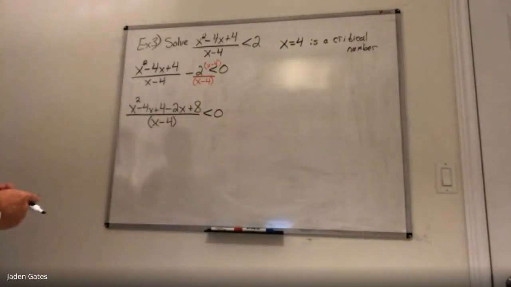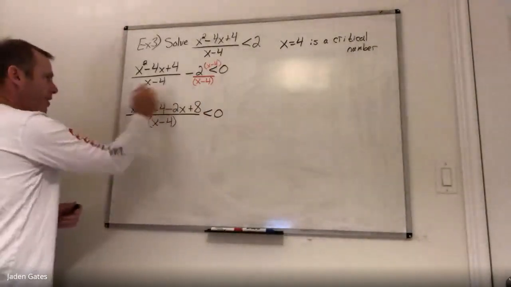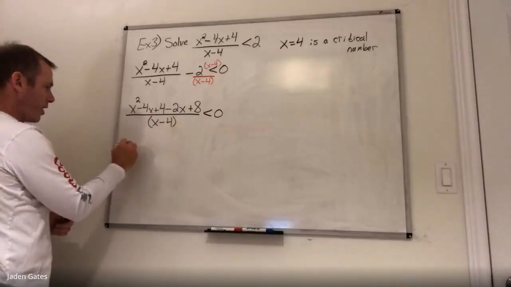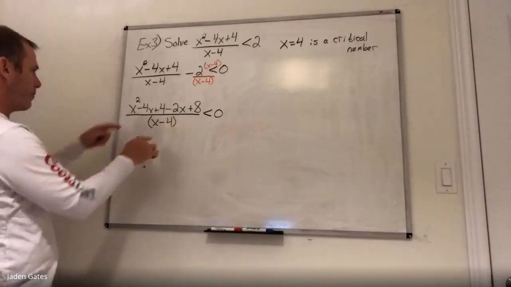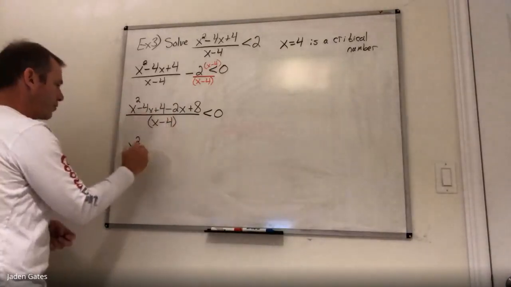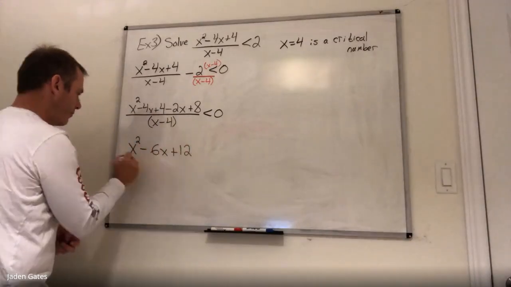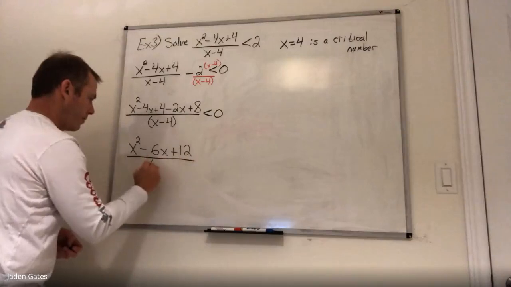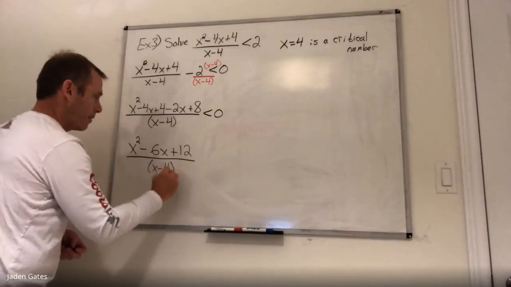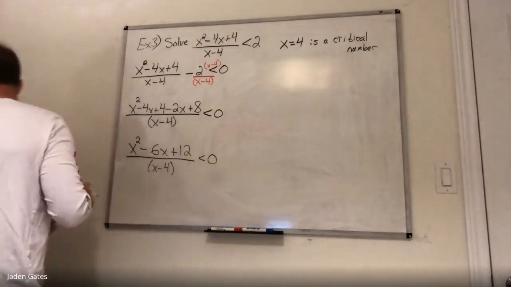All right. Now, I simplify the top. So I've got x squared. Let's see, I've got to put my x's together. I've got a minus 4x and a minus 2x. It's minus 6x. Put my numbers together. I've got a positive 12. And that's less than 0.